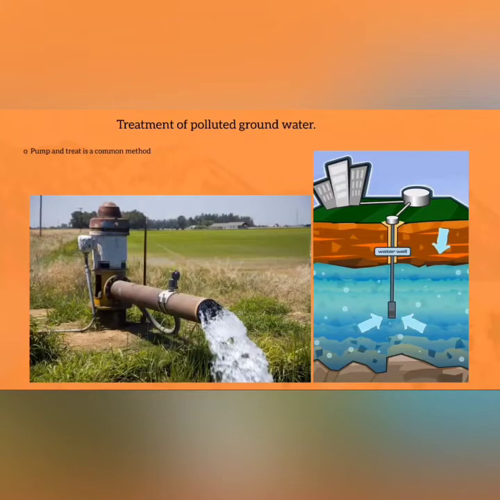Treatment of polluted groundwater. Pump and treat is a common method for cleaning up groundwater contaminated with dissolved chemicals using industrial solvents, metals, and fuel oils. The water is extracted and conveyed to an above-ground treatment system that removes the contaminants.